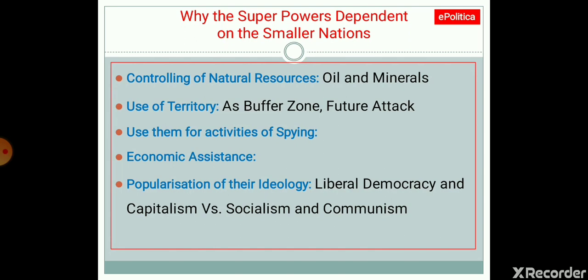So with this, I would like to wind up today's session. What we have learned today, let us have a very quick recap. Today we talked about what we mean by two power blocs, who are the countries participating in the two power blocs, what are the institutions used by these superpower blocs so that they can be institutionalized, what are the reasons for the smaller countries to join these superpower blocs, and what are the reasons why the superpower countries are also dependent on these smaller nations.